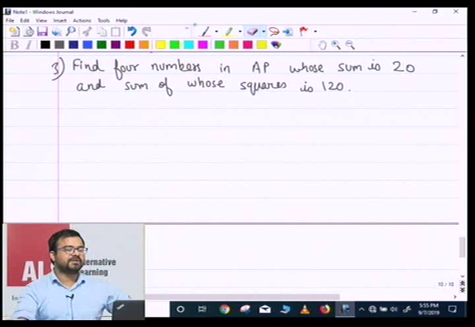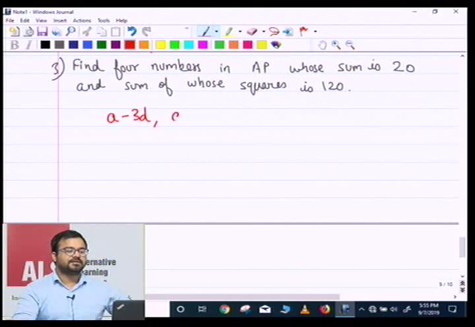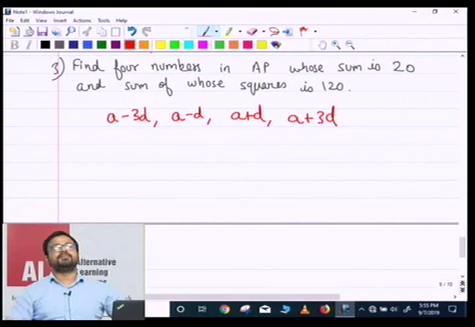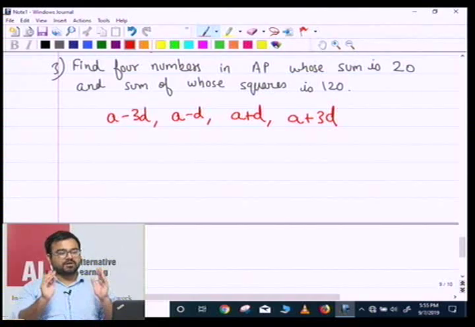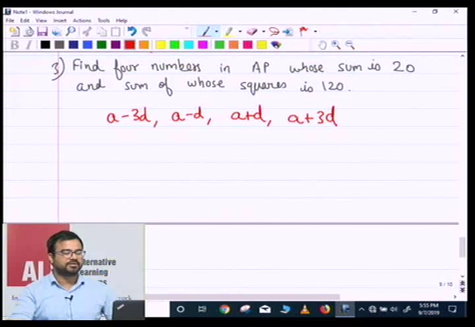When we have to take 4 numbers in AP, it will be a minus 3d, a minus d, a plus d and a plus 3d. Always take 4 numbers like this. Why? Because when you take the 4 numbers like this, the condition is given sum is 20, so on adding, the d will get cancelled out.